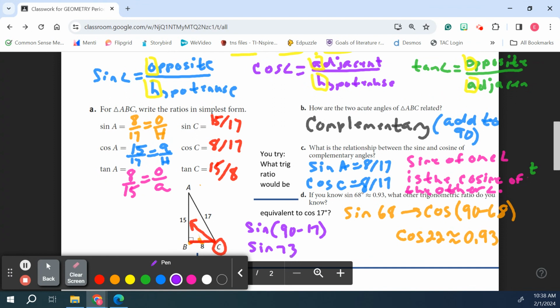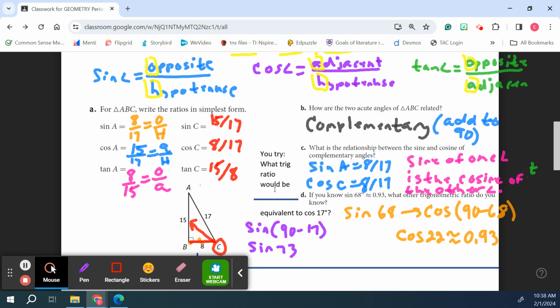Questions on this first page before we move on to the other side? I would pay attention to the back because these are on your Delta Math today, so you're going to type in these answers. Okay. But before I move on, are there any questions? All right.